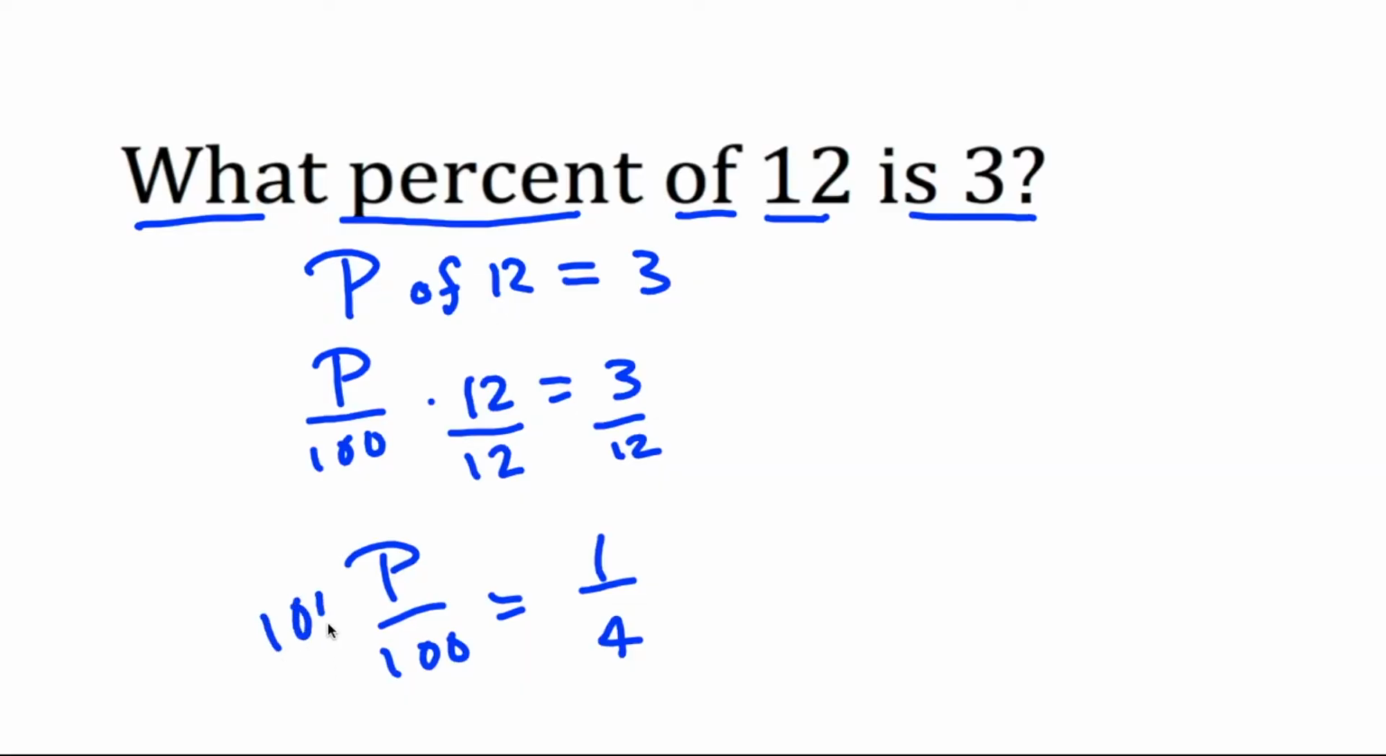We just did that problem before. 1/4 is the same as 25%. If we multiply both sides by 100, we get P is equal to 25. And then we add the percent sign.